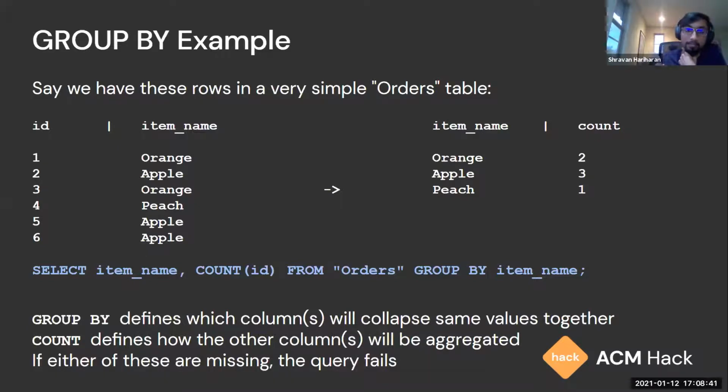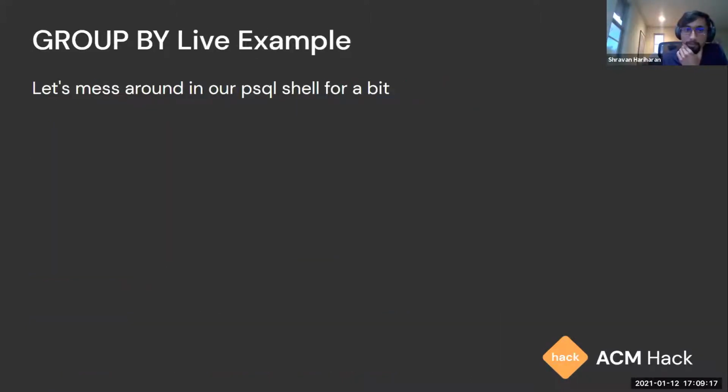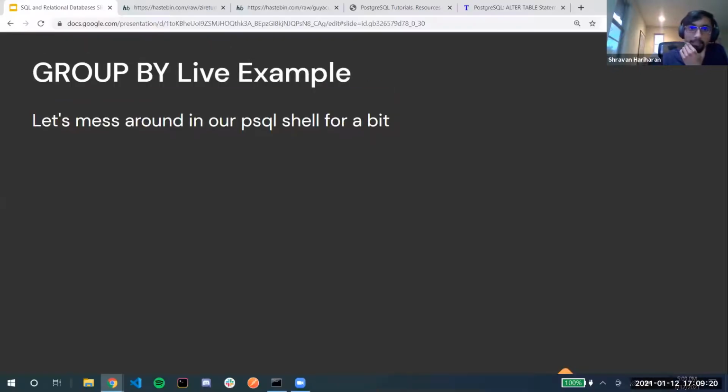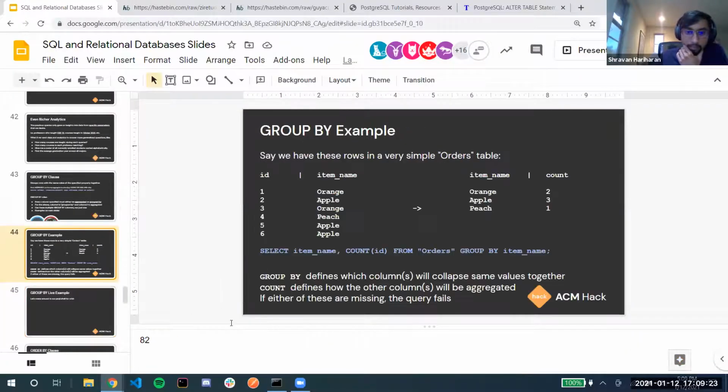So group by defines which columns will collapse the same values together, and in our case that will be item name. And count defines how the other columns will be aggregated when we collapse. Because when we collapse stuff, we're losing data, right? But we don't want to lose that data. When we're combining things, we want to know how we're combining them. And count defines that we are combining them by counting them together. We can use other aggregate functions, and we'll look at those later. Intuitively, it makes sense that if we're missing any one of these, then the query will fail. If we don't define how we're combining rows, then we can't run that query, right? So hopefully that makes a little bit of sense, and hopefully it'll make more sense once we start working in our shell a bit.